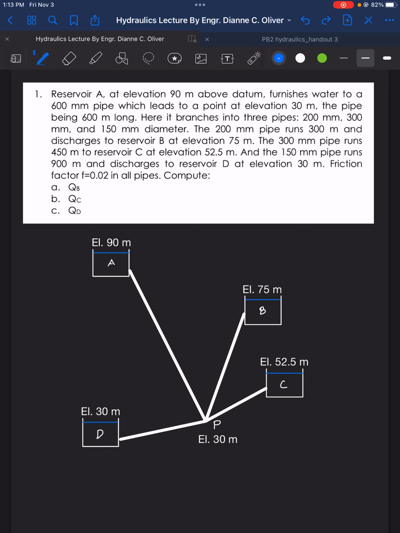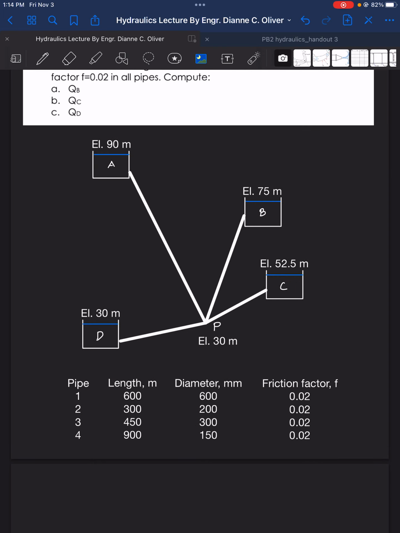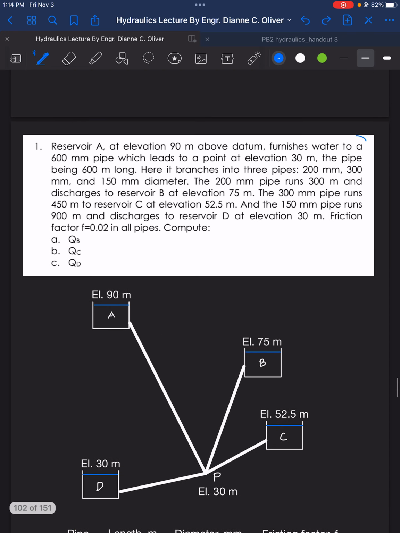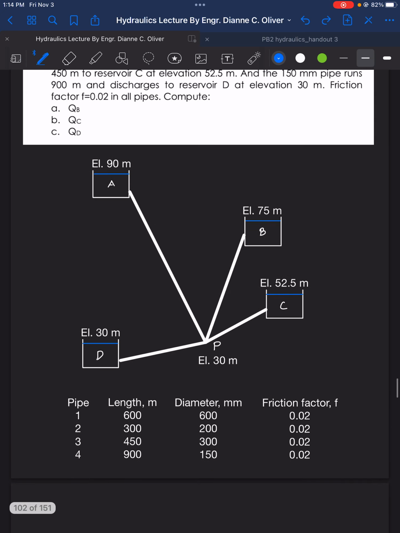And this is the summary of the pipe length, the diameter, and the friction factor f based on the problem. It would be easier for us to solve the problem if it is summarized this way. Usually the problem will be in a worded form, but the tabulated form will help us to solve faster. Okay, so from this drawing, what can we derive here?